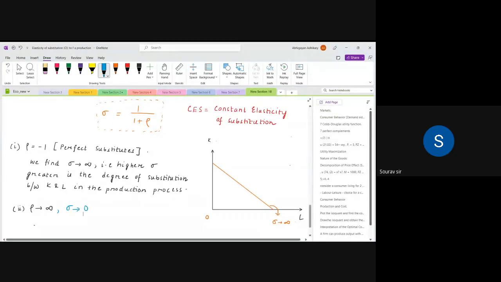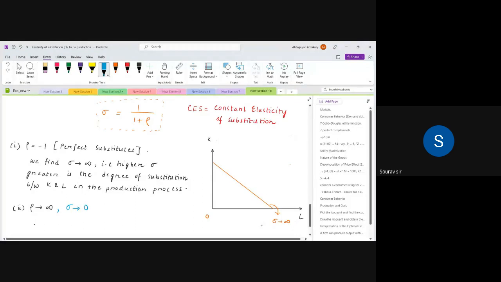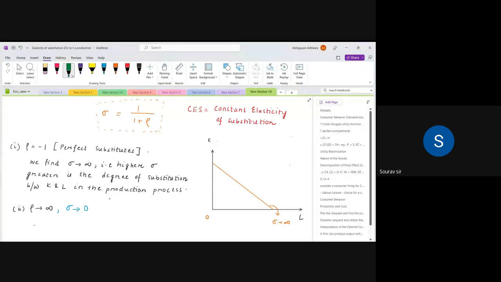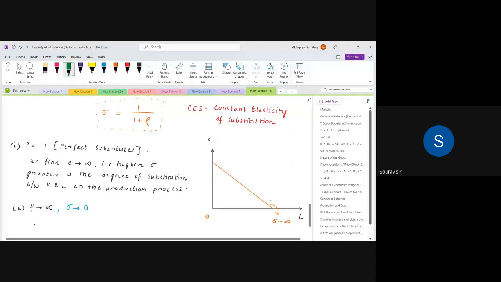तो इसका मतलब क्या हो सकता है? किस टाइप का प्रोडक्शन फंक्शन? Perfect complements. Correct. So that means if rho tends to infinity, then sigma tends to 0. And by this logic, this should indicate a perfect complement setup, because here we can't substitute anything.